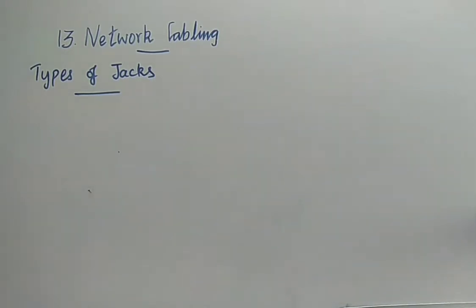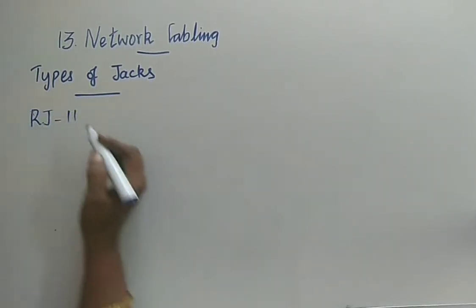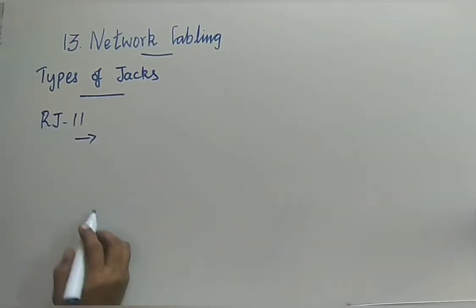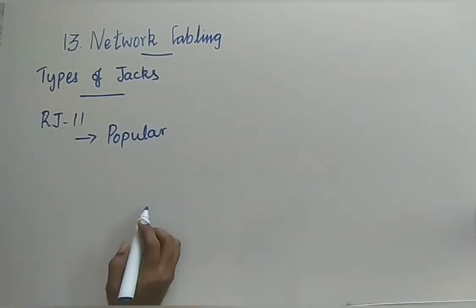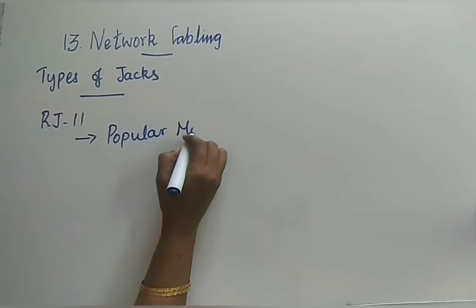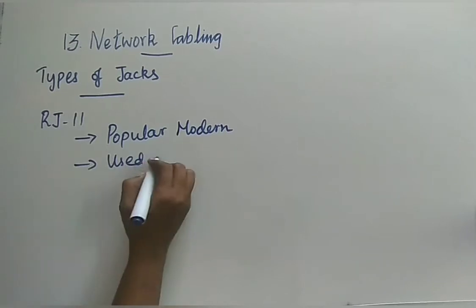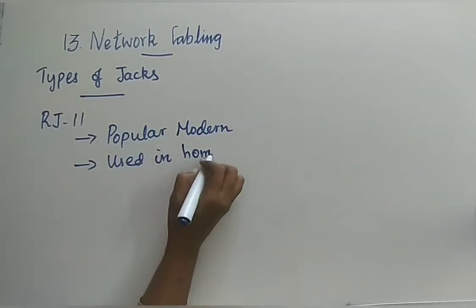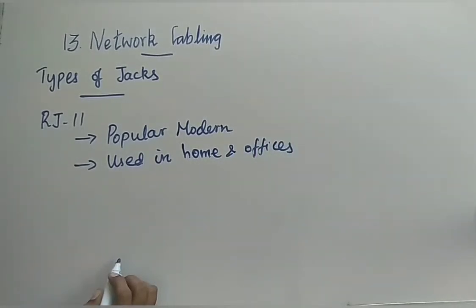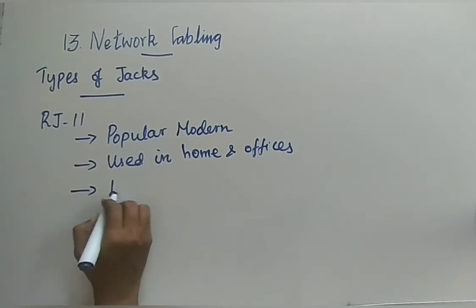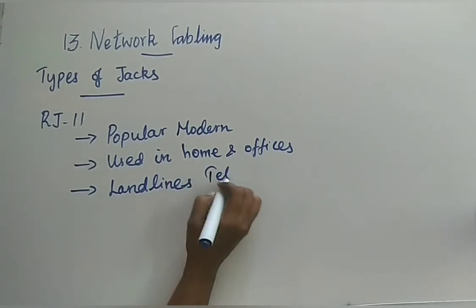RJ11. First we are going to see the first one, your RJ11. This is your most popular and modern form of jack. It is mainly used in homes and offices. Again, it is mainly used in telephone landlines.